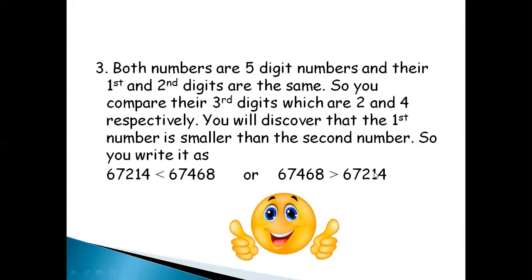Or I can say 67468 is greater than 67214. So from these examples, you can see that when you want to compare two 5-digit numbers, what you do is start by comparing the first digit, which is in the 10,000 place. If the first digit is the same, you move to the second and compare. If the second is the same, you move to the third and compare. If it's still the same, you continue to move to the next digit. That is how you're going to compare two 5-digit numbers.